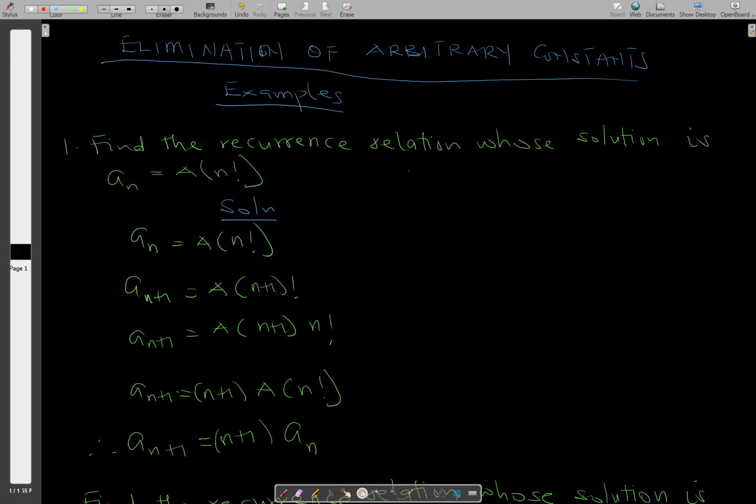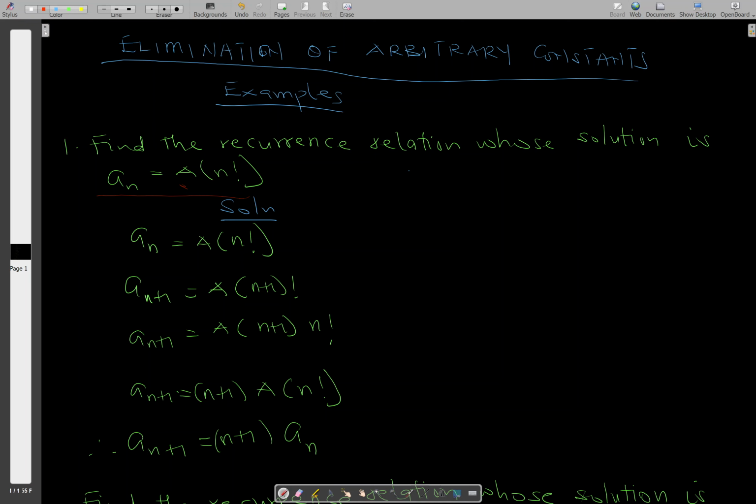In this lesson, we will learn how to eliminate arbitrary constants from any given recurrence relation, and we will discuss this by solving examples. Okay, so now, first example. This is our recurrence relation: find a recurrence relation whose solution is given by a_n = a times n factorial. Our arbitrary constant here is a, so we need to eliminate our arbitrary constant.